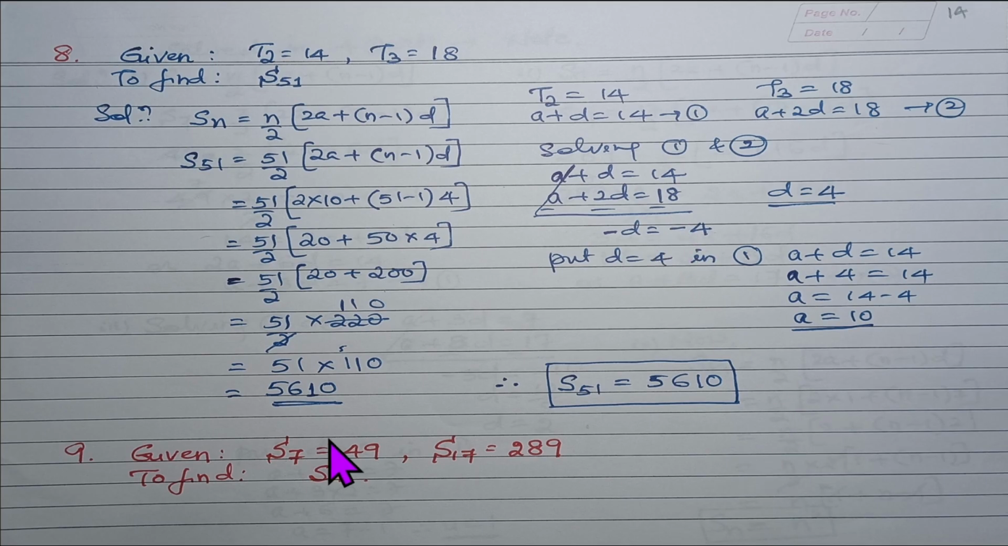So now let us go to the next example. We are given an AP in which the sum of 7 terms is 49 and the sum of 17 terms is 289.